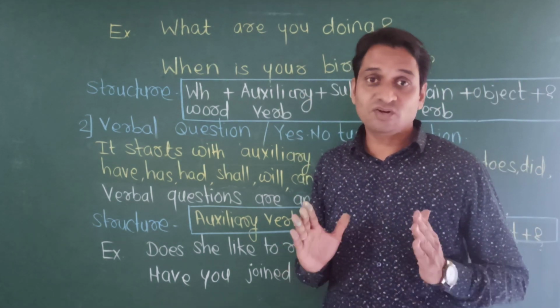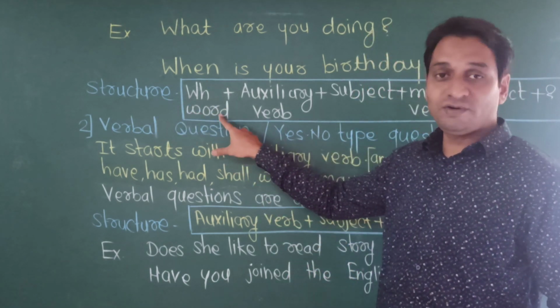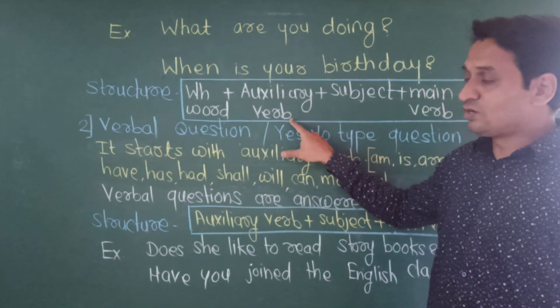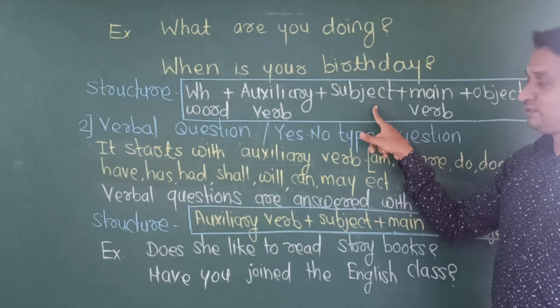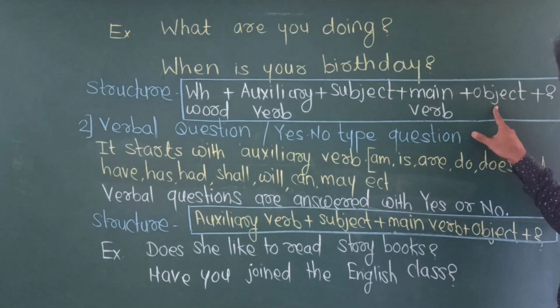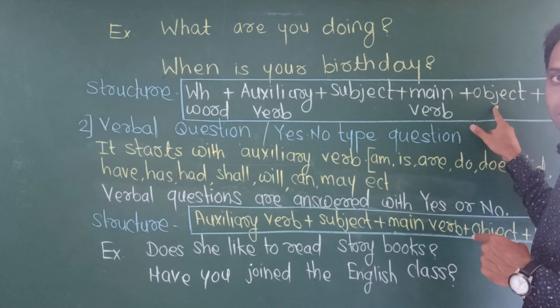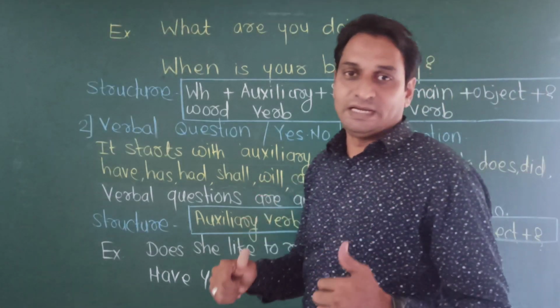Now let's see the structure of a WH question. In the beginning, there is a WH word. Then there is an auxiliary verb. Then the subject, followed by the main verb. Then if there is an object, the object comes. And the last one is the question mark.